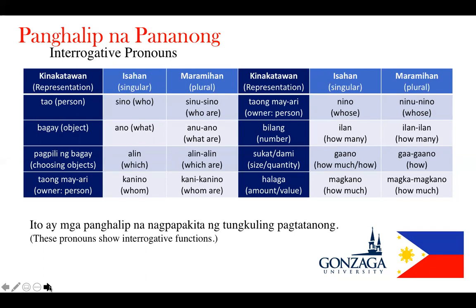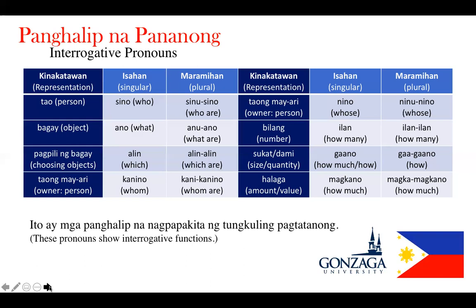Now the third one is panghalip na pananong. Pananong is from the root word tanong. What is tanong? Question. Now we actually have many interrogative pronouns in the Filipino language. Let's sort them one by one, piece by piece. Let's have kinakatawan or representation, then singular, and then plural. Let's have the first set first.